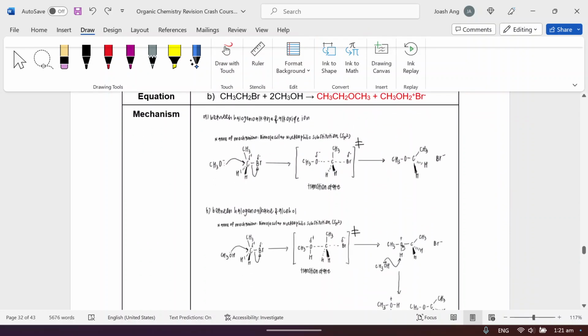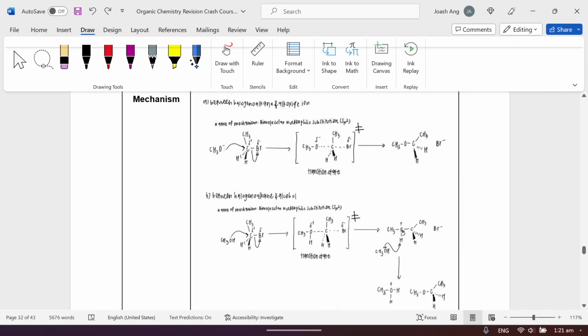So this is the mechanism. We show the nucleophile, electron rich, attack the electron poor or electron deficient carbon of the C-Br bond, and this transition state forms. Alright, and then the Br minus is left, and this shows the ether group being formed.